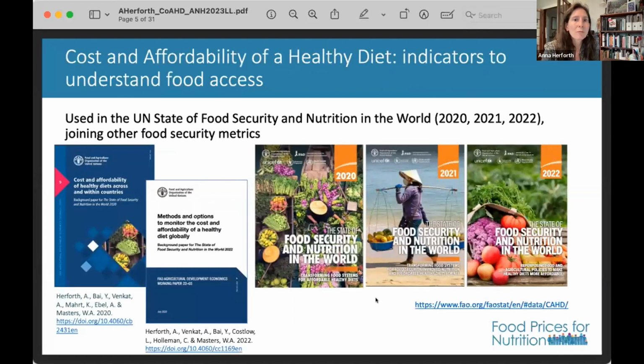So we have worked closely with FAO. I led a couple of background papers in 2020 and 2022 to develop the method on the cost of a healthy diet. And this was then adopted by FAO last year and has been reported in the last 3 State of Food Security and Nutrition in the World reports and will be perennially reported here. It's also now incorporated into FAOSTAT.